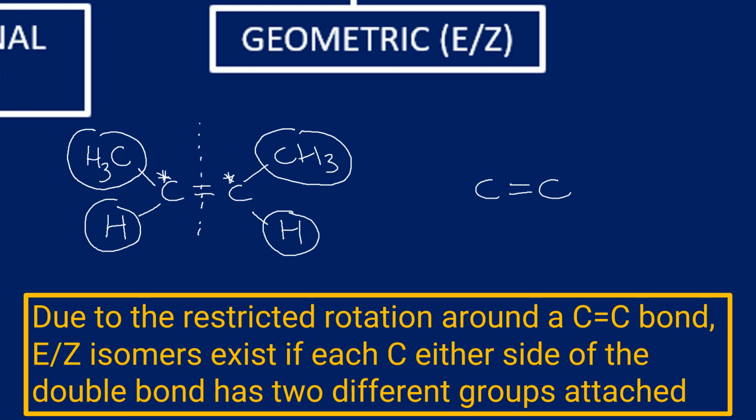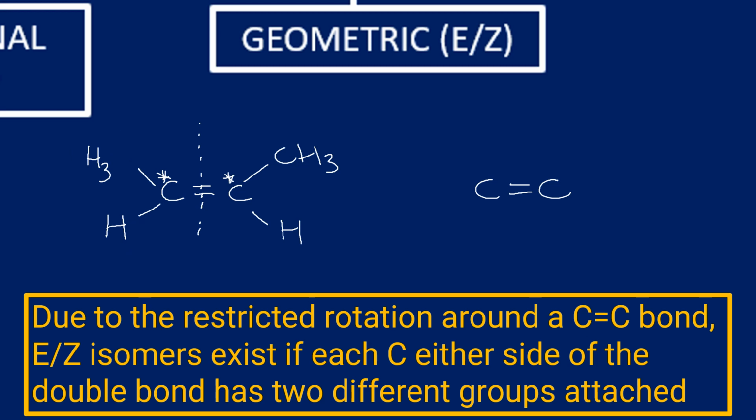They are different groups. So what I can do is if I change the position of those groups, or just one of them, let me see, we've now got a different arrangement in space. So in this case, the CH3 groups are on opposite sides of the double bond, and on the left hand side, those CH3 groups on the same side.